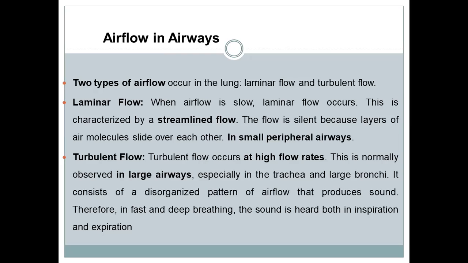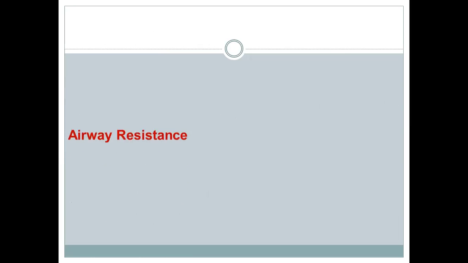If you're keeping the stethoscope there, you can hear the large airflow. These are the large airways, and you can listen to the sounds due to turbulence. So these are the airflow types normally present in the lung airways.